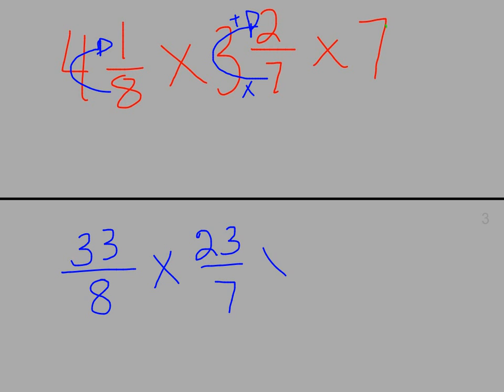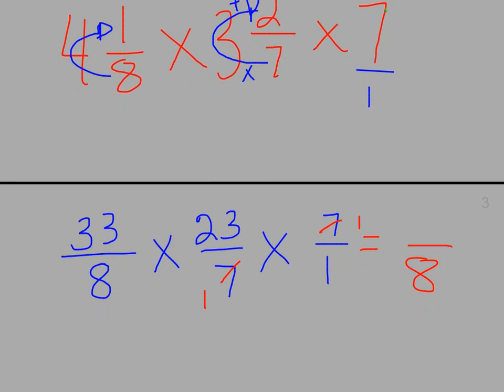And then this is kind of not a very friendly one. And then 7, I'm going to end up putting that over 1, like that. And then I have to look to see where I can cancel. And the only thing that I see that I can cancel are the 7s. So I'm going to cross those out like this. Leaves me with an 8 on the bottom, and a very big number on the top. I'm going to do 33 times 23.